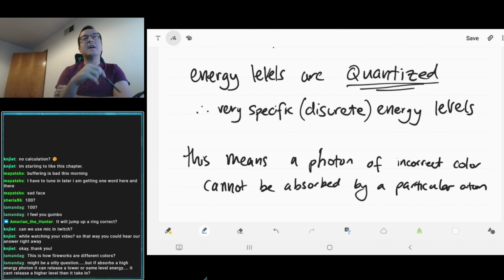Correct. You can never release a higher energy than was put in. You can release a lower energy, but never a higher one. That is not a stupid question. That is a very important one, actually. So that is a very good point.